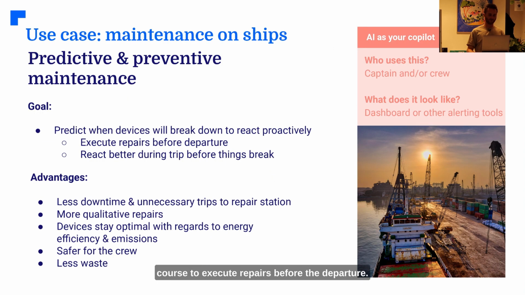So the goal is of course to execute repairs before the departure. Say for example, if you know that some parts will break down in one week, then it's good to maybe replace them all today if you're leaving on a longer trip. It makes sense. And then also when you have left on a trip, it's good to still do the predictive maintenance, because you can react better on the ship during the trip before things break down. So you can already make minor changes to the devices so that they don't actually break down.